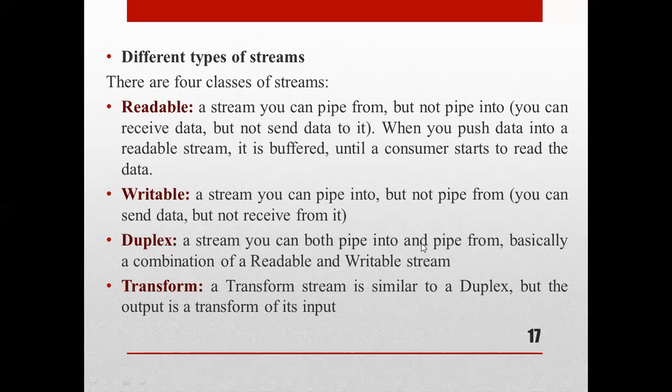That means basically a combination of readable and writable. That is duplex. And a transform stream is similar to duplex but the output is a transform of its input. It is a transformation of its input. These are the four types of streams.